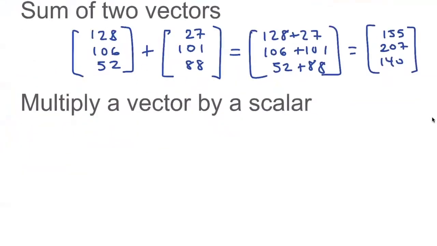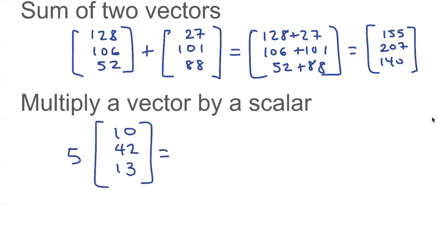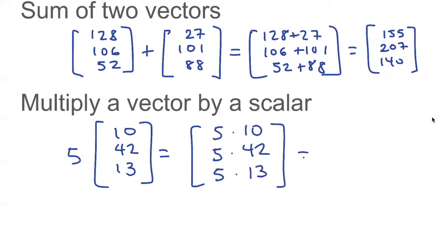You can also multiply a vector by a scalar. It literally is scaling the vector. So if I want to multiply this by 5, then I'm just going to multiply each coordinate by 5. You multiply coordinate-wise. So I get 52, 10, and 65 in this case.